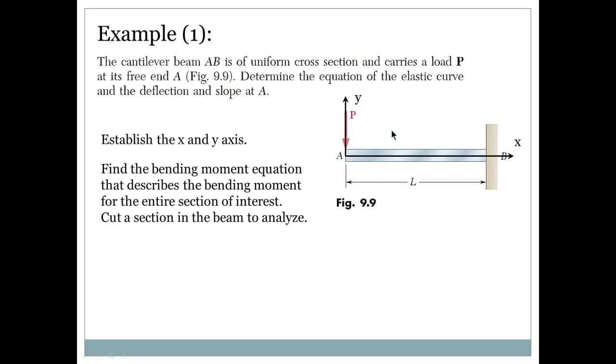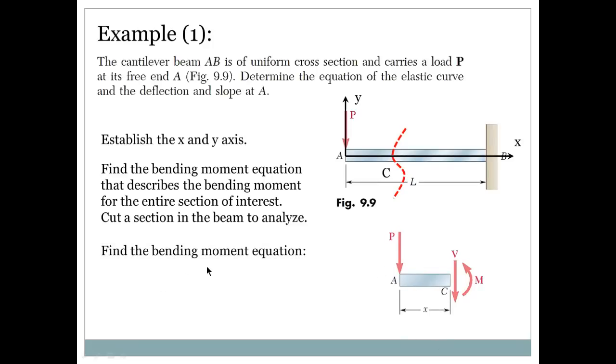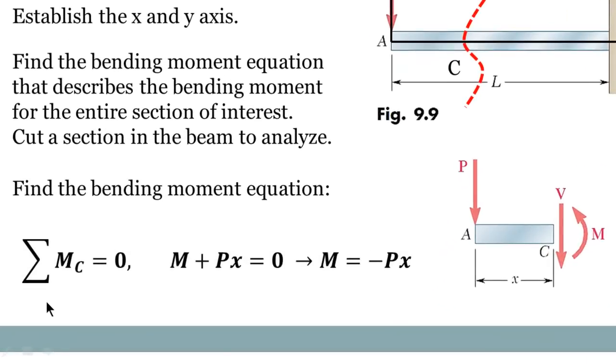Okay, how do I do this? I cut the beam to analyze it. I'm taking section C. It looks like this. These are the internal forces. Now find the bending moment equation. I need the equation for this moment. How do I do this? I take the sum of moments about C. Summation of moments about point C equals 0. So M plus P times x, rotating this way, should equal 0. From that I can say that M equals minus Px.